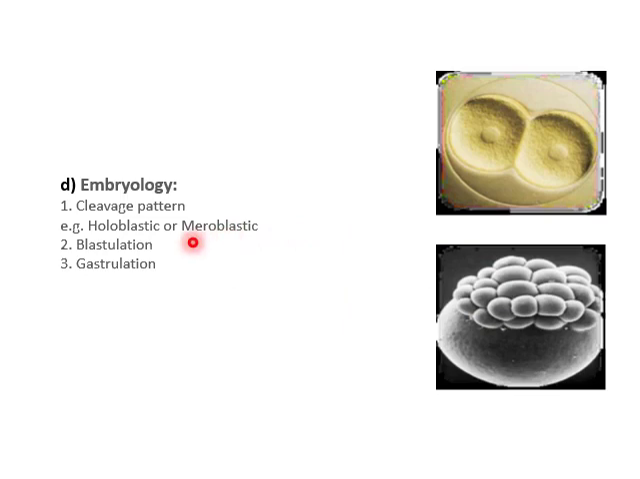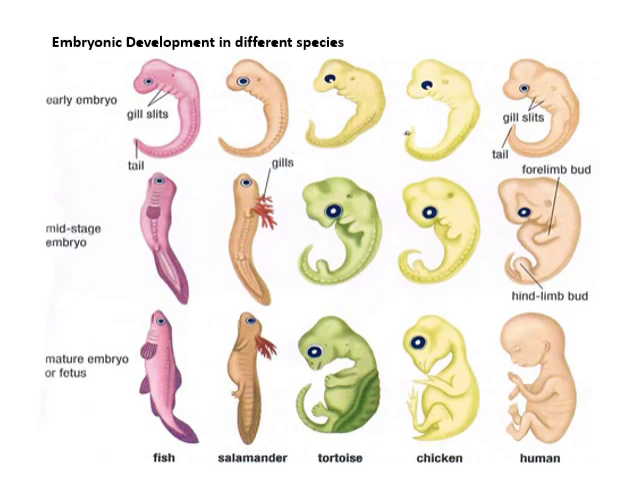Next one is embryology, in which we have already discussed the cleavage patterns, holoblastic or meroblastic cleavage, and after that blastulation and gastrulation. Here in this diagram you can easily observe the embryonic development in different species.